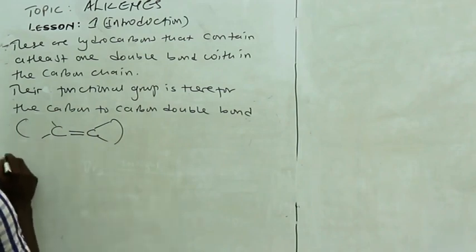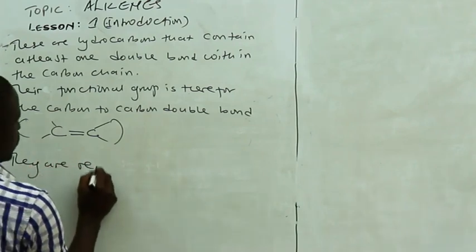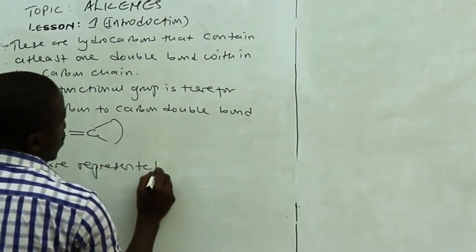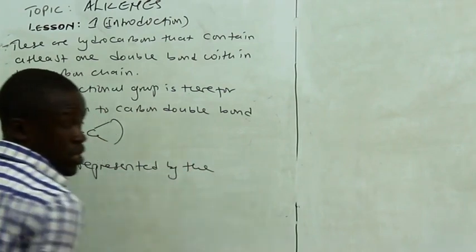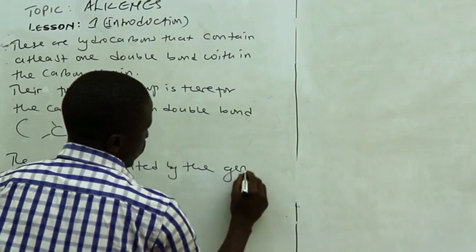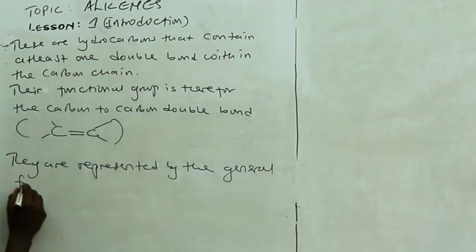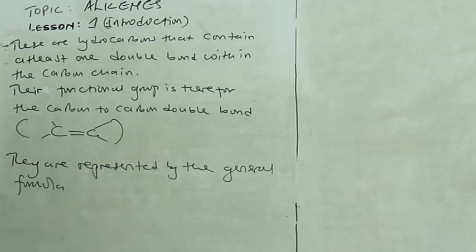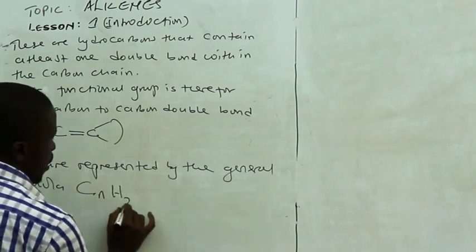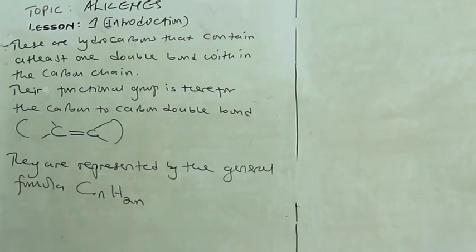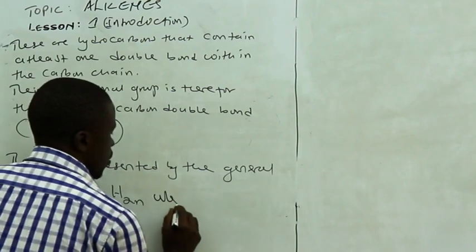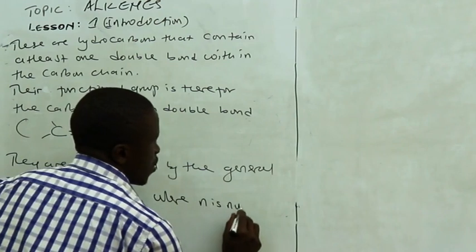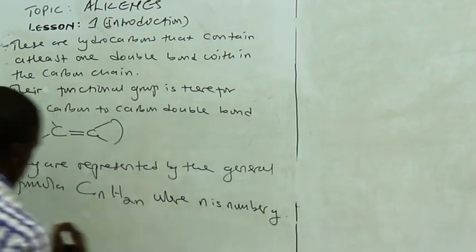General formula: they are represented by the general formula, okay, the general formula is CnH2n. Remember, we saw this in O level, and you can put it to test and write any molecular formula of an alkene, where n is the number of carbon atoms.